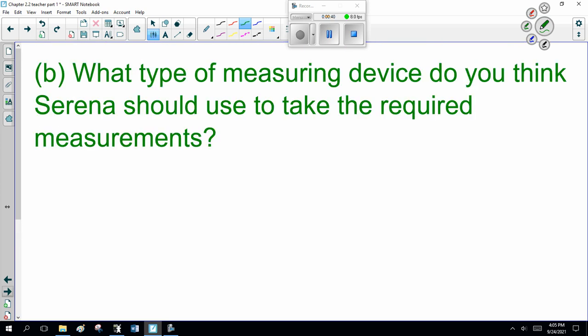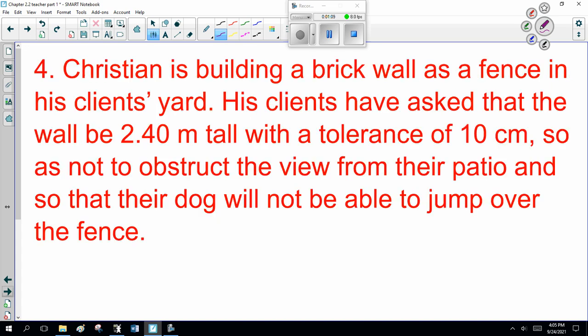Now, a nicer question. What type of measuring device do you think Serena should use to make the required measurements? Well, my first thought is a tape measure. Possibly a square. A large square would work well. I have a square that will measure only 24 inches, but I've seen them much bigger. A tape measure would probably be good enough. That's why there's tolerance and uncertainty, because our measuring devices aren't great.